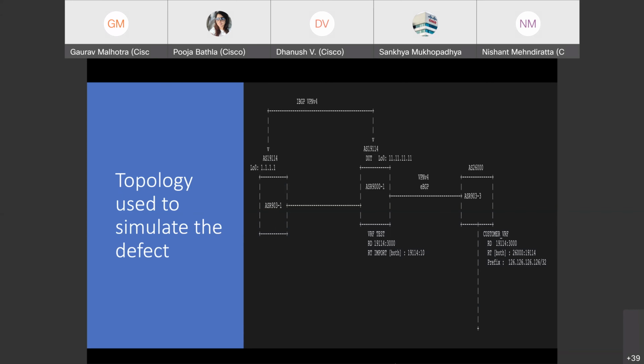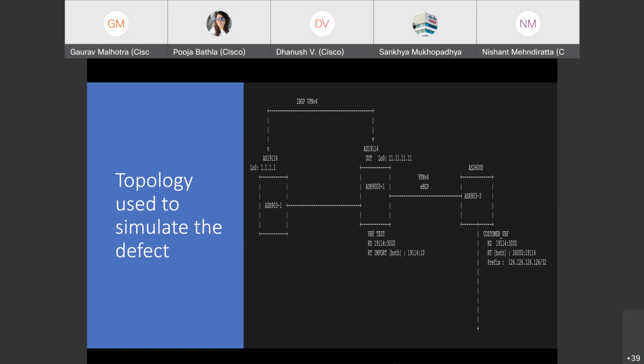But ASR 903-1 is acting as a provider edge router for this AS19114. So consider there is a customer connected to ASR 903-1, which is trying to reach a customer connected to ASR 903-3. If it is sending a packet whose destination address is 126.126.126/32, the packet hits a VRF, correct? Once you have hit the VRF, there needs to be a route lookup. And for that to happen, that route needs to be part of the routing table. So for that you need to do a RT import.